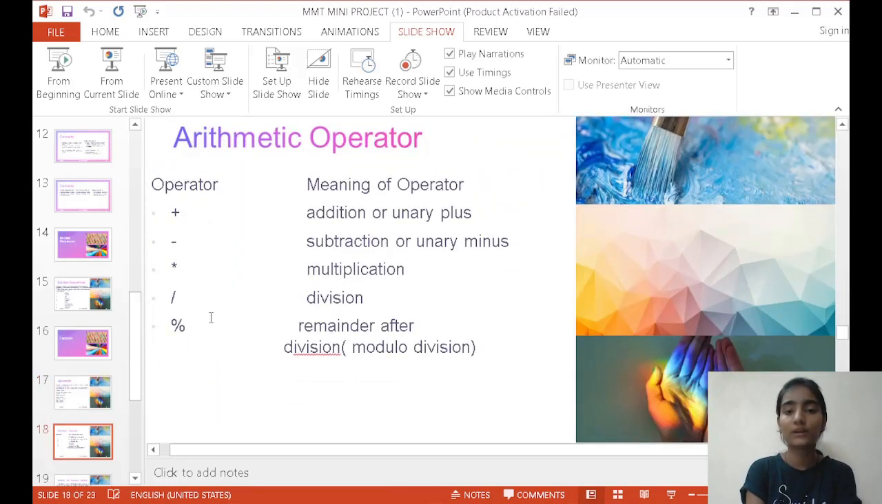Now these are the arithmetic operators. So this plus is for addition or unary plus. Then minus sign is for subtraction. This asterisk is for multiplication. The slash is for division. And then this is called as a modulo operator.